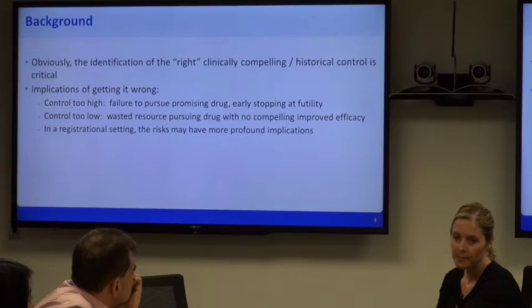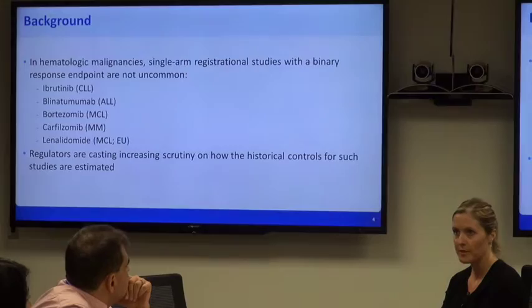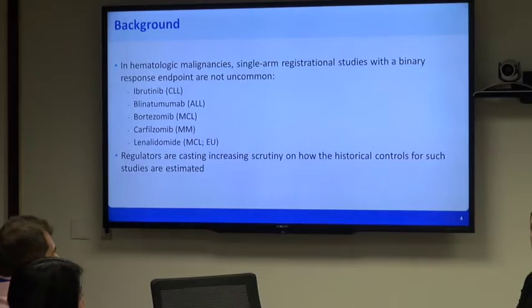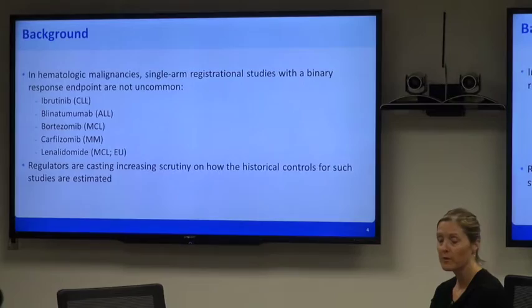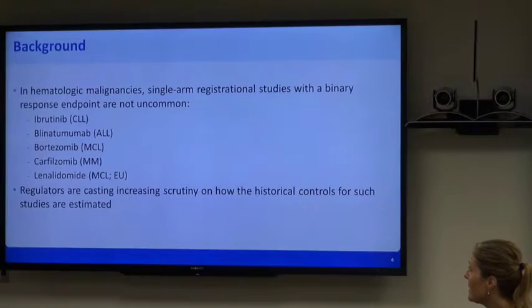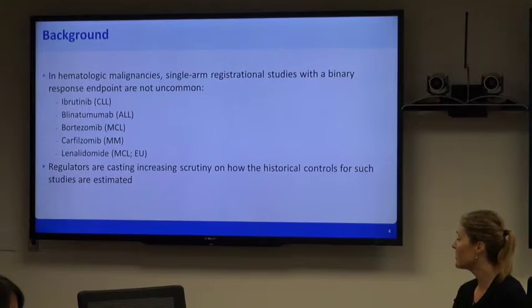In hematologic malignancies, these types of studies are very common, and some very recent examples come to mind, probably within the last 6 years: ibrutinib in chronic lymphocytic leukemia, blinatumomab in ALL, bortezomib in mantle cell lymphoma, carfilzomib in multiple myeloma, and lenalidomide in mantle cell. Regulators are starting to cast increasing scrutiny on how the historical controls for these studies are estimated, because they're so critical to the inference.